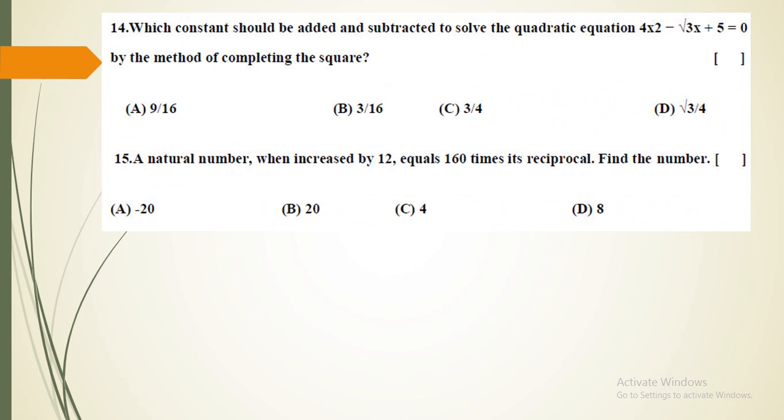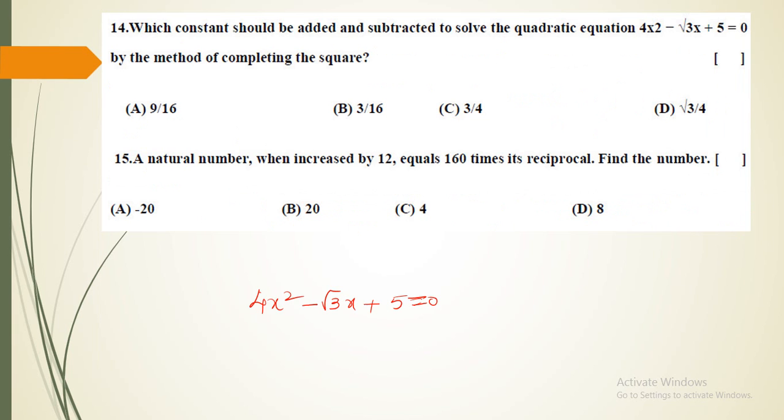Next, moving on to one more question. Which constant should be added and subtracted to solve the quadratic equation 4x square? The given quadratic equation is 4x square minus root 3 times x plus 5 is equal to 0. So this is my quadratic equation. What should I add to make this a perfect square?